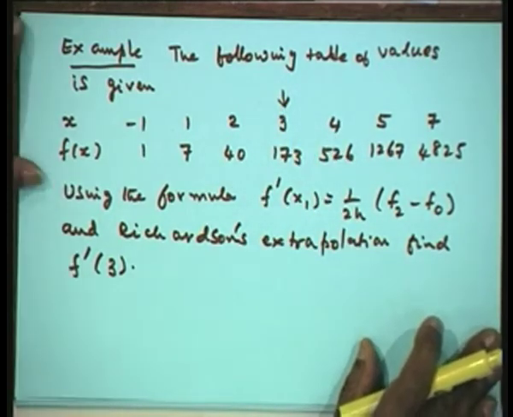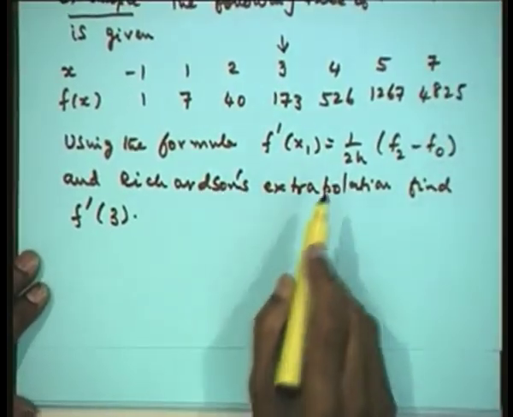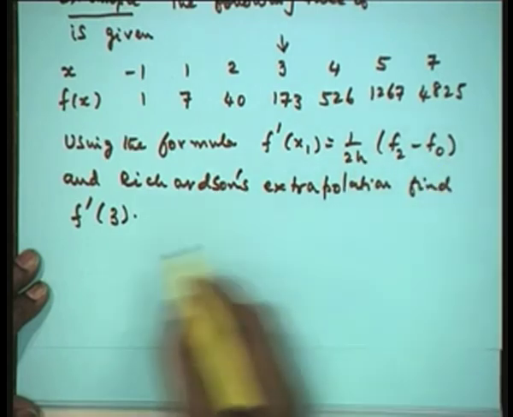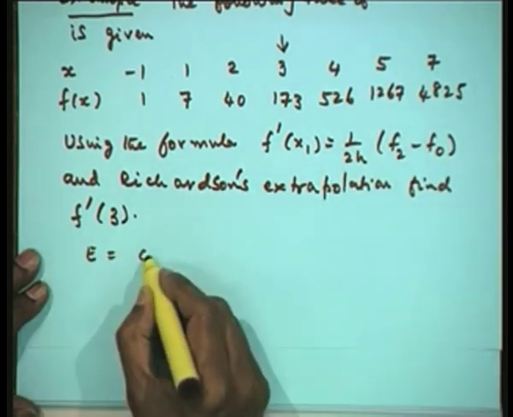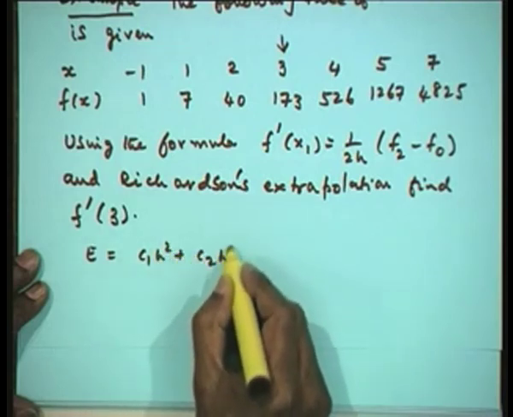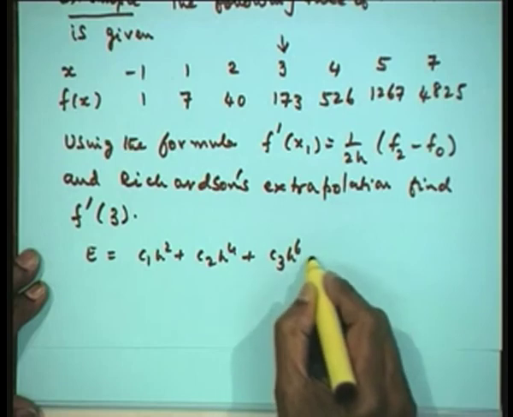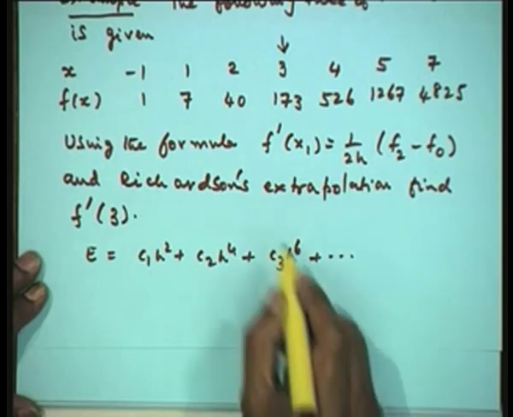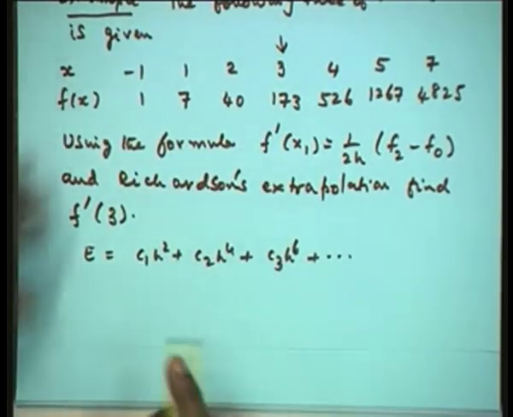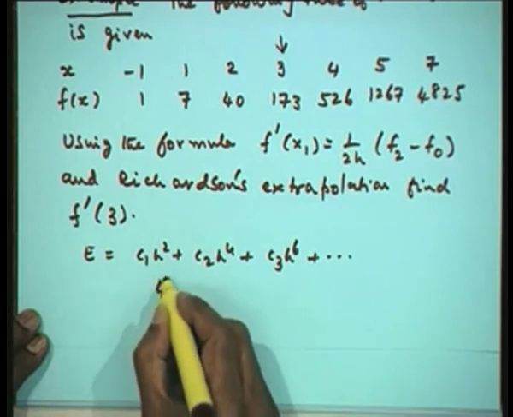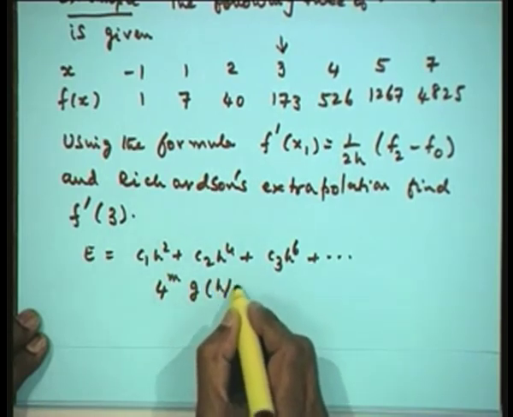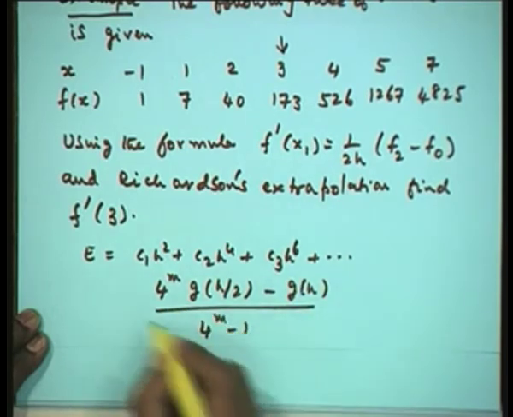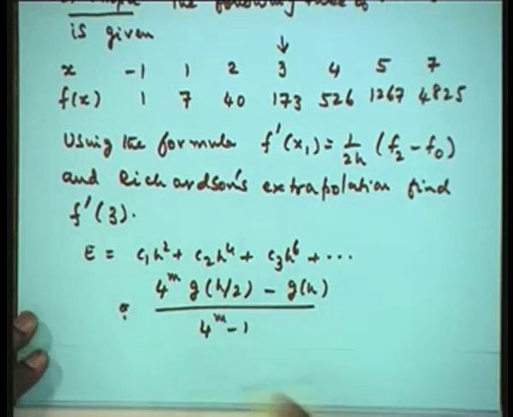Now, this is the example which we have just now discussed, that is why I have written it, but however the first step for you would be to first Taylor expand this and write down what is the error in this formula. So, we know that the error in this formula is of the order of C1 h squared, C2 h to the power of 4 plus C3 h to the power of 6 and so on. It is a central difference formula which is symmetric about x1. So, the table that we have given earlier, we shall use this. Therefore, our formula would be 4 to the power of m G(h/2) minus G(h) divided by 4 to the power of m minus 1. This is the formula that we shall use in the table.